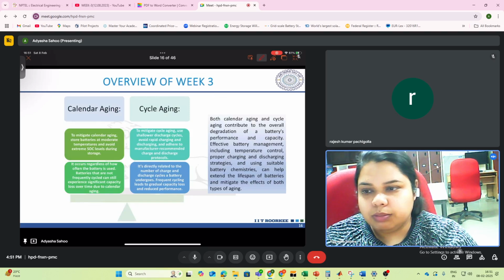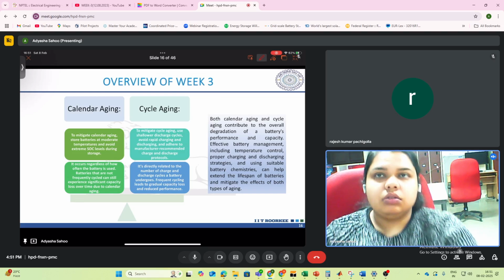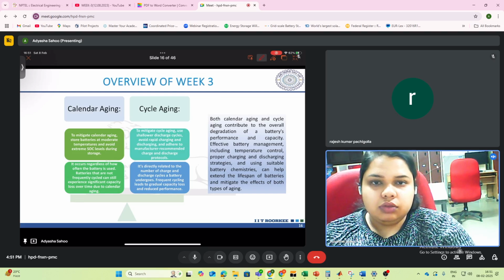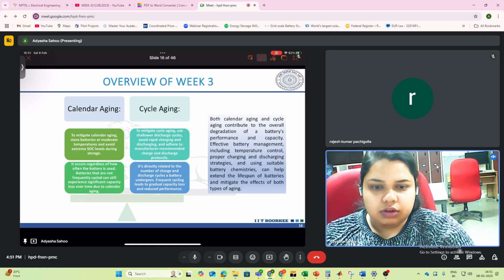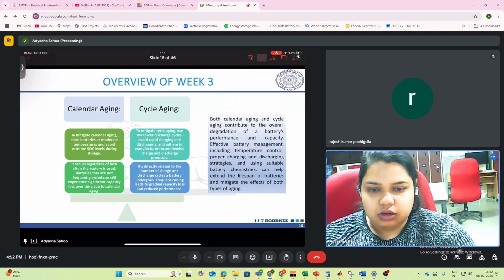Here, if we compare both types of aging, then to reduce the calendar aging, we need to keep the batteries at a moderate temperature. So for that, if you see the battery containers, how these batteries are installed is, let's say you want to install a 100 kilowatt hour battery. That doesn't mean that you will have a single battery of 100 kilowatt hour capacity. Rather, there will be a combination of cells in series and parallel, connected in such a way that the total capacity will be 100 kilowatt hour.